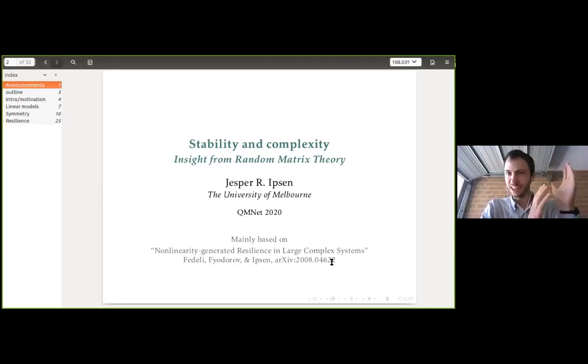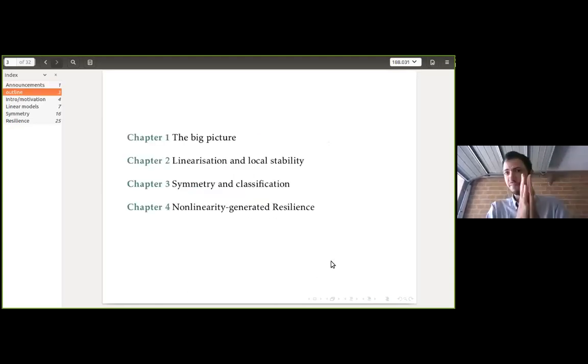I thought originally that I wanted to talk about a couple of different projects, but when you give the title before you actually make the talk, sometimes you change your mind. So this talk will mainly be based on this paper that I've put the reference down below. Maybe a more appropriate title for this talk would be Nonlinearity Generated Resilience in Large Complex Systems, which is written together with Jan Fjordov, a professor at King's College in London, and Theo Fedeli, who is a PhD student. I think it should soon be accepted for publication. Anyway, let's start with the talk itself.